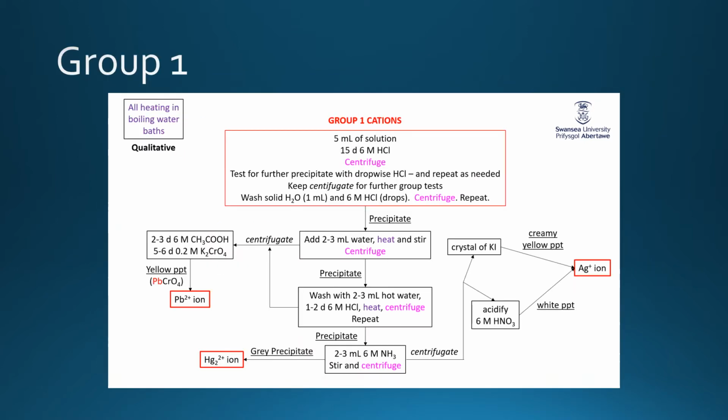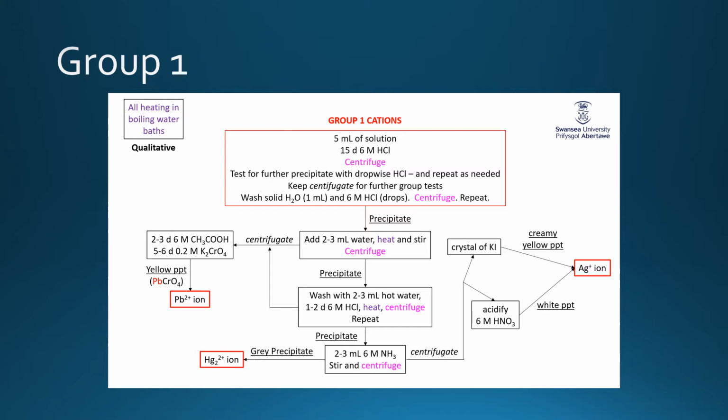For group 1 cations, we're looking for insoluble chlorides. So 15 drops of 6 molar hydrochloric acid was added to 5 milliliters of the unknown solution and put in the centrifuge. The centrifugate was then kept to the side for further group tests, and our solid was washed with water and with hydrochloric acid again, put in the centrifuge, and this was repeated several times.